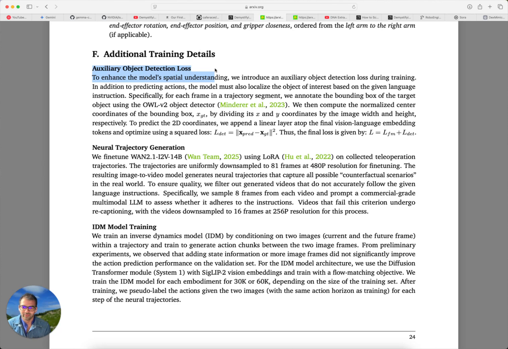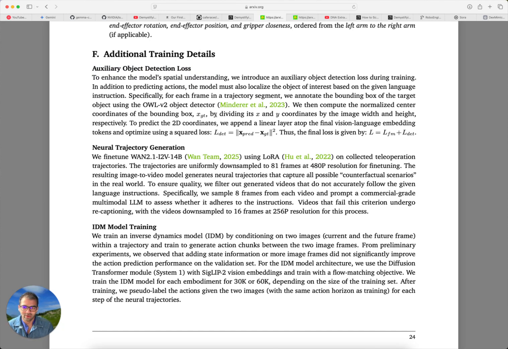Now let's talk about it here. In this case, what they're doing is asking the model to generate the bounding boxes for the main object that is being manipulated. How it helps is that by asking the model to generate the bounding boxes for the main object, it learns to associate that object with the actions predicted. So it learns the spatial understanding between the object manipulated and the actions predicted.